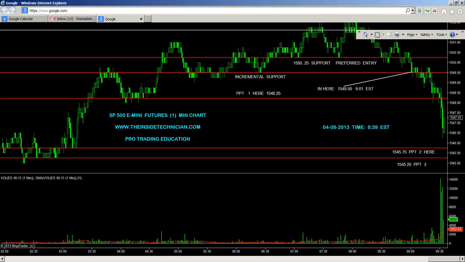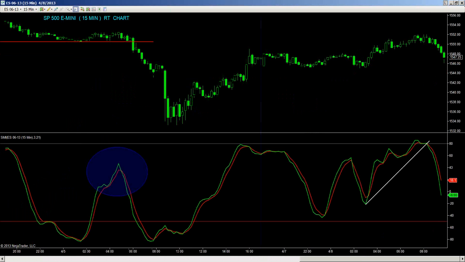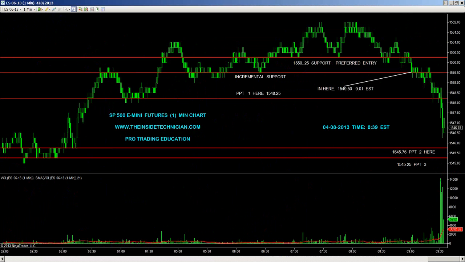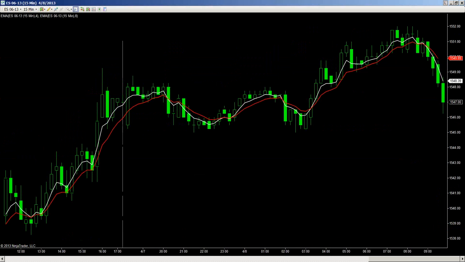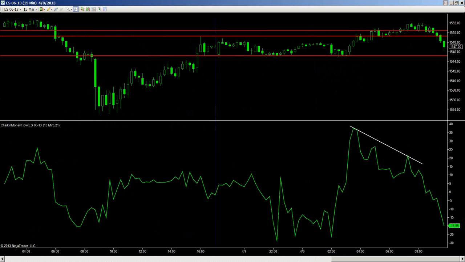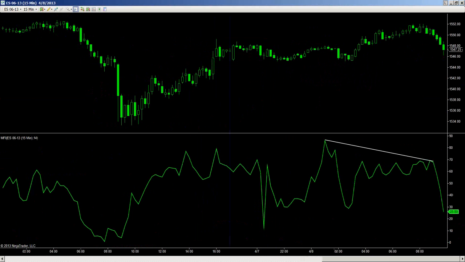Let's take a look at the 15-minute charts and see what they have to say. Still some room to go here, a lot of momentum to the downside. No fall off on the negative movement to the downside, especially on Chaikin money flow and the money flow index itself.